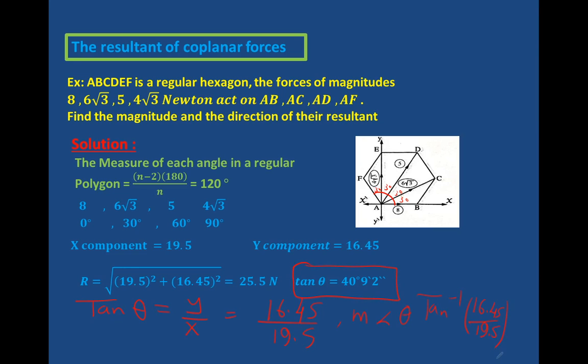Take care, both x and y components are positive values. Therefore, angle theta is an acute angle located in the first quadrant. The resultant as a vector can be written as 19.5i plus 16.45j.